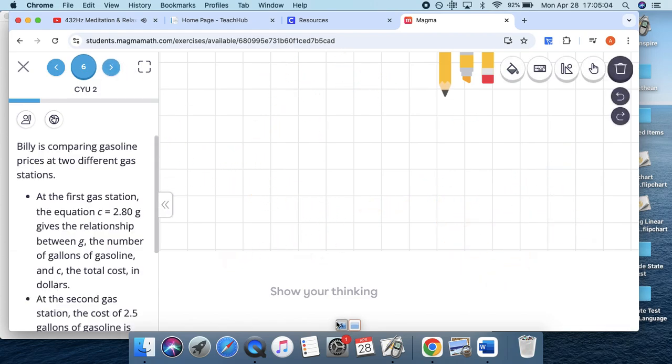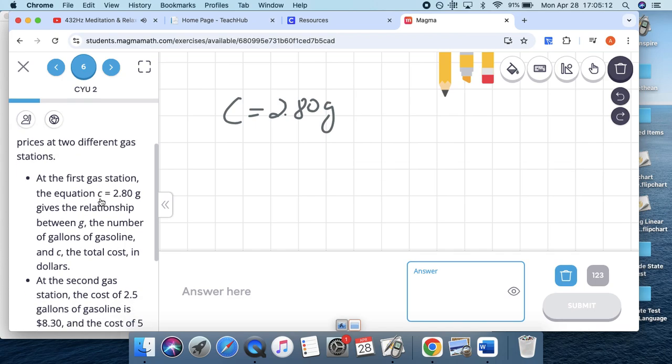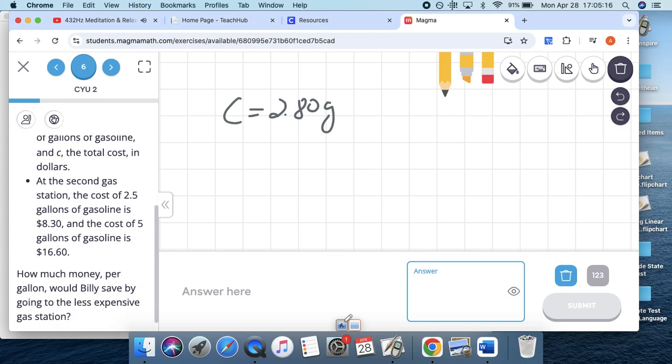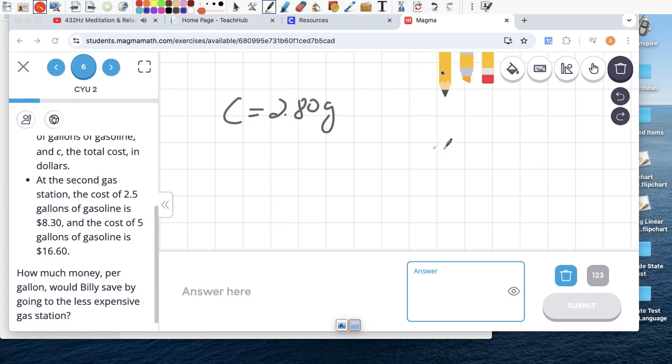First gas station, it's $2.80 per gallon. Okay. Second gas station, they want us to find what the price per gallon is, and they give us a little hint here. So here I'm going to create a table.